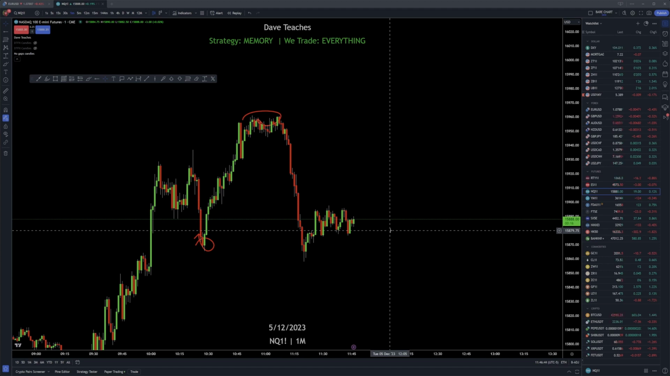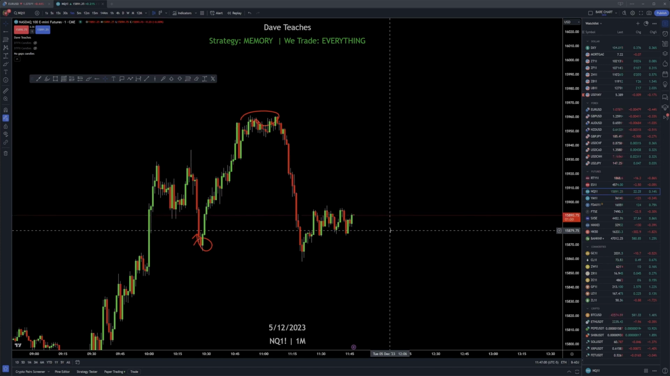Let the confirmation be that price broke the previous protected high or low. And remember that the first break is the fake one. Remember this. The first break is the fake one. The first flip is the fake one. Remember that.